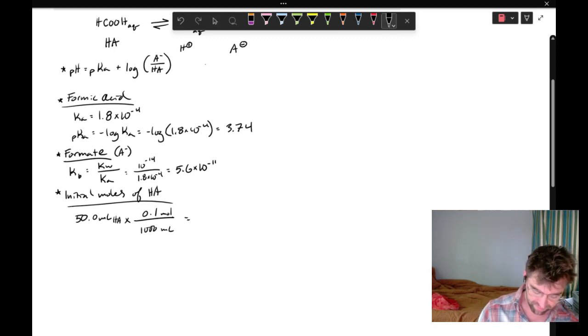So 50 times 0.1 divided by 1,000 gives us 0.005. This is moles of formic acid, our acid of interest.